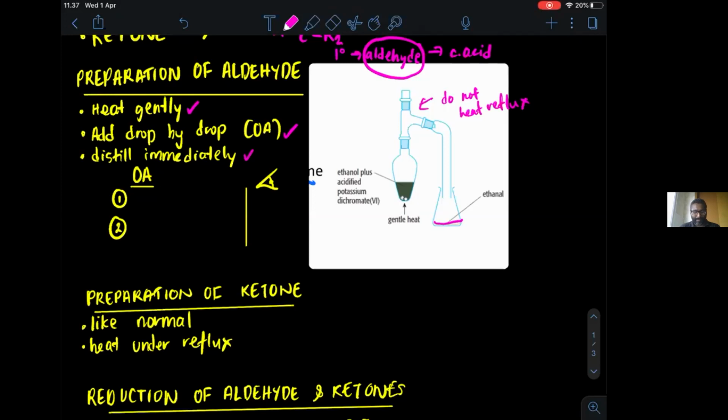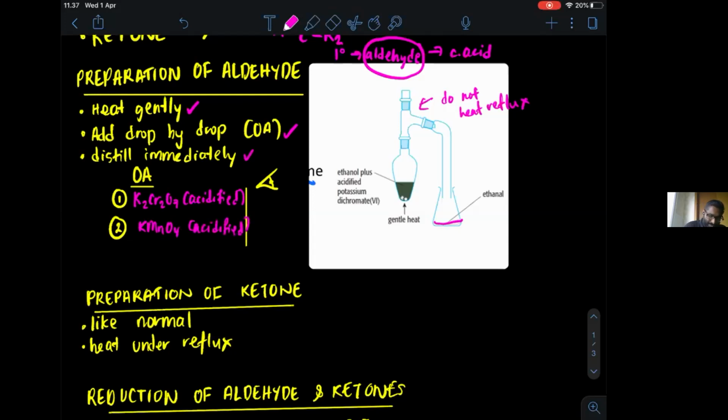So maybe I'll call some of you. Maybe Frey, can you tell me one of the oxidizing agents that we can use in lab? Potassium dichromate. Okay, potassium dichromate, K2Cr2O7, but you must make sure that they are acidified. How about another one, Jody? Potassium manganate. Okay. Do remember it's going to be acidified also.